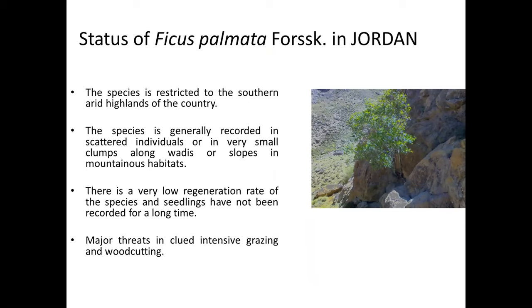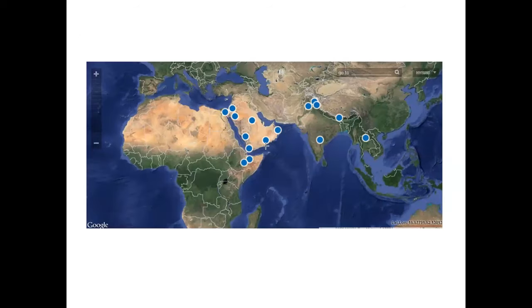2010, it was thought that Ficus palmata had become extinct in the wild. But during the Red Listing process, small populations were recorded in the southern mountains in Jordan. This is the global distribution of Ficus palmata. As you see here, this species is found from Egypt to Central Asia in cold desert mountains. Since the mountains overlooking the Dead Sea area are at the edge of the species range, this tree is very rare in Jordan.